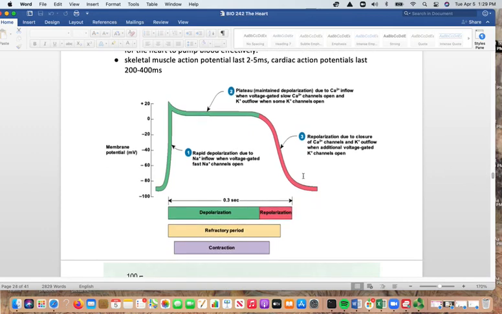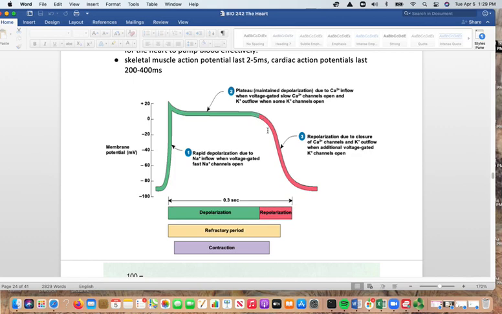So this picture here illustrates this nicely. The green is when you have depolarization occurring. So here in this upswing, you've got rapid depolarization from the sodium inflow. The sodium channels open. Here in this plateau, you're going to maintain the depolarization. You have calcium inflow and potassium outflow.